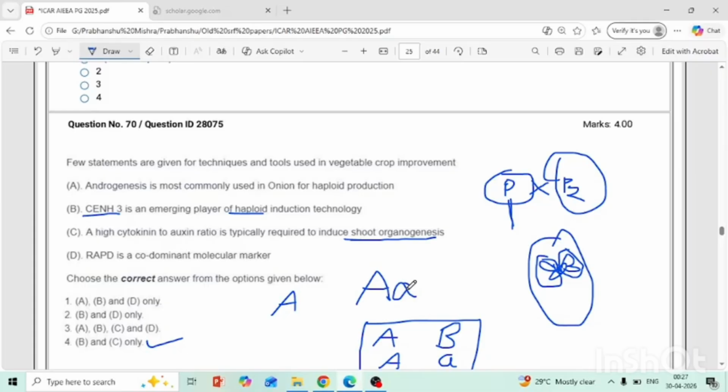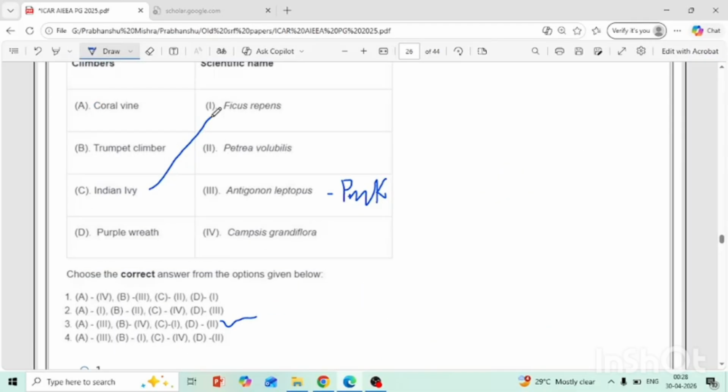Indian ivy, Ficus repens. This is the most important climber. Basically, this is used for the screening of walls, and it is also of Indian origin, and it is a foliage plant, not a flower plant. There are several characters. First one is foliage plant, originated in India, means Indian origin.